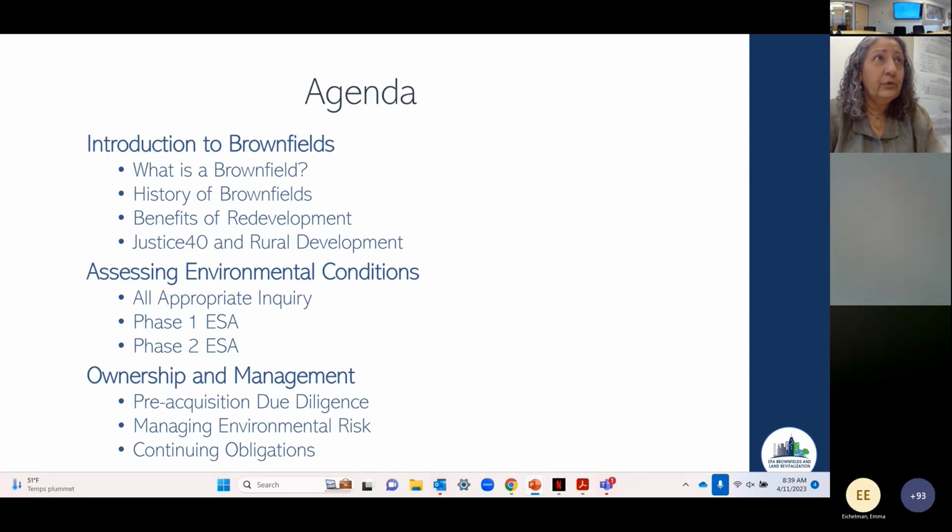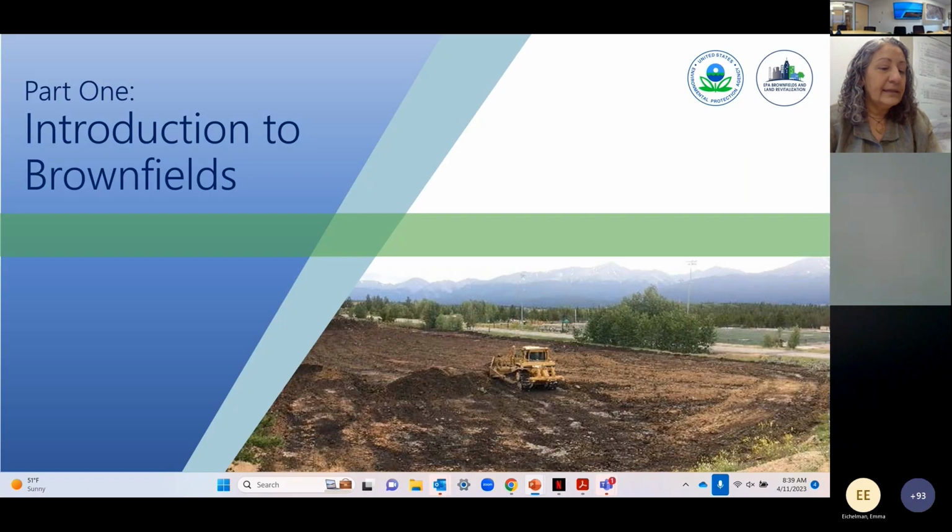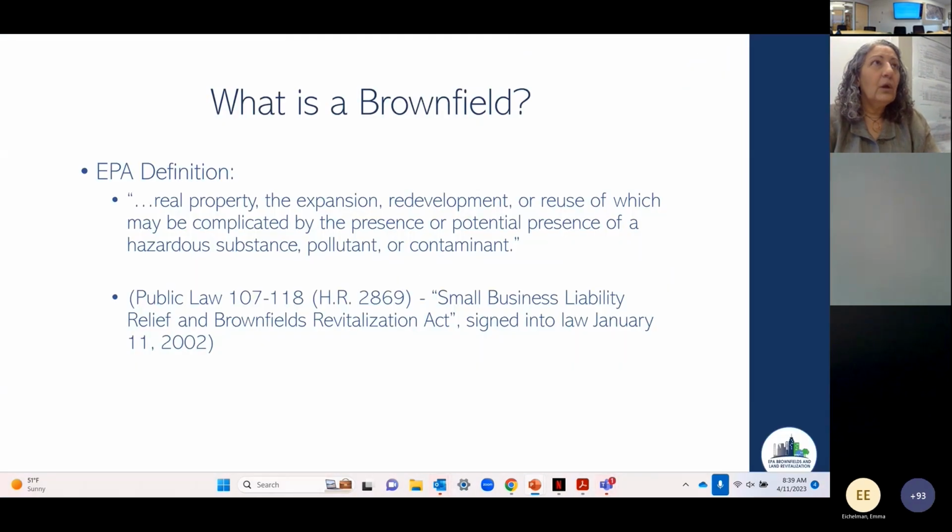So what we're going to go through today is a very basic introduction to brownfields, and then talk about the initial parts of due diligence on brownfields, how to assess environmental conditions on a brownfield or potential brownfield. And then we'll talk a little bit about the real due diligence as part of acquisition, ownership, and management of a brownfield property. So let's get into it.